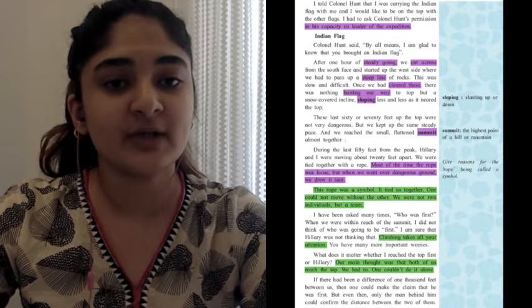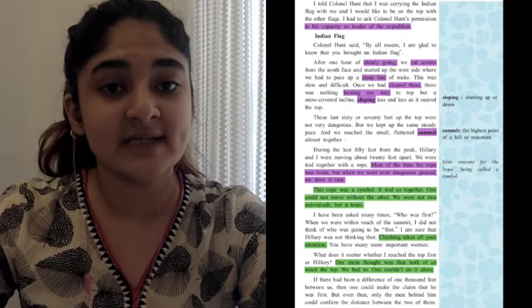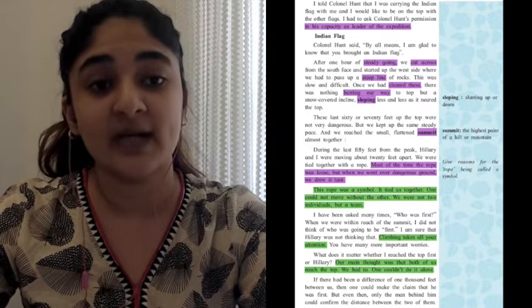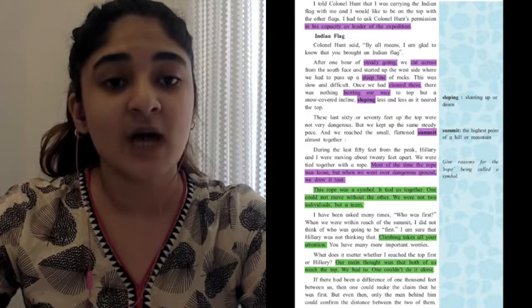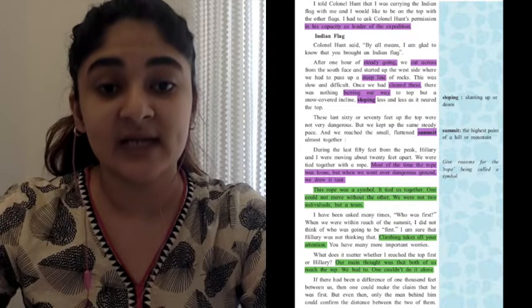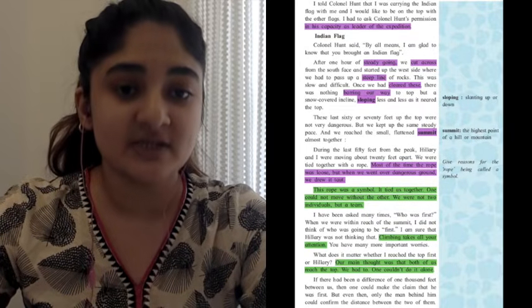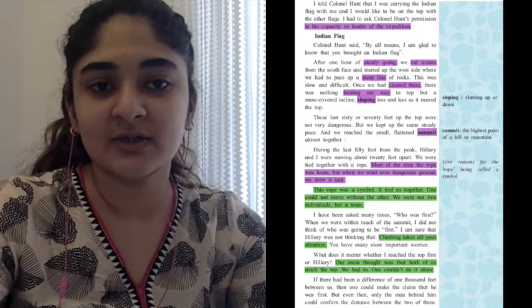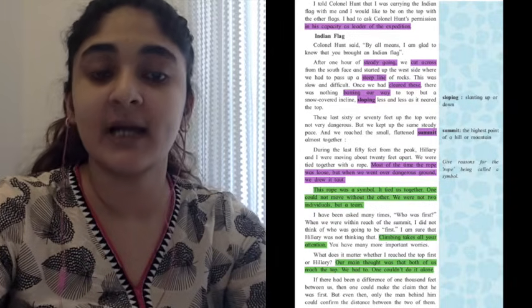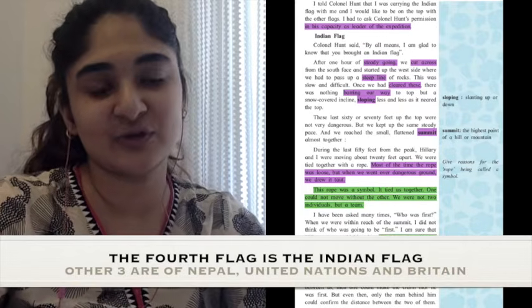I told Colonel Hunt that I was carrying the Indian flag with me, and I would like to be on the top with the other flags. I had to ask Colonel Hunt's permission in his capacity as the leader of the expedition. This paragraph says that Mr. Tenzing told Colonel Hunt that he was carrying the Indian flag also.